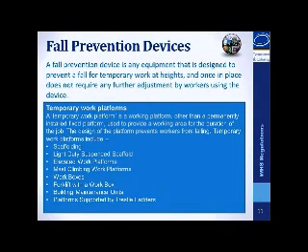Fall prevention devices. A fall prevention device is any equipment that is designed to prevent a fall for temporary working at heights, and once in place does not require any further adjustment by a worker using the device.